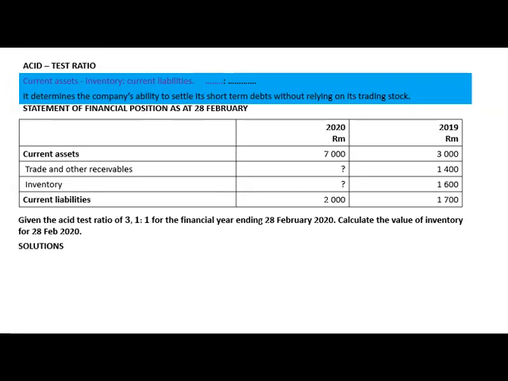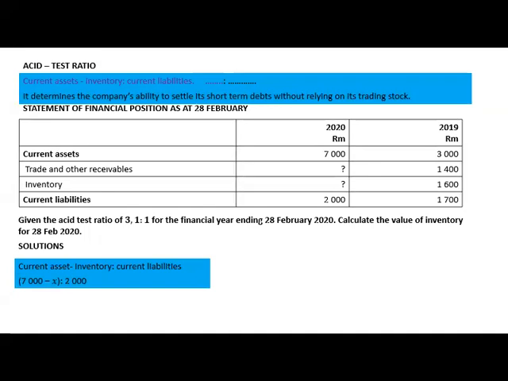I will first start by writing the formula, which is current assets minus inventory is to current liabilities. Now, when I look at my current assets, they amount to 7 billion, but I'll just write it as 7,000 here, and then I'll minus my inventory, of which I don't have for 2020, and my current liabilities for 2020 were 2 billion, which is 2,000. Basically, for this ratio, I have current assets, which is 7,000, minus inventory of X, is to current liabilities of 2,000.